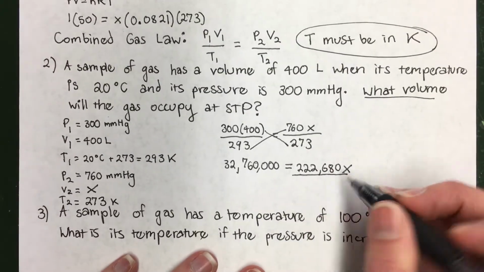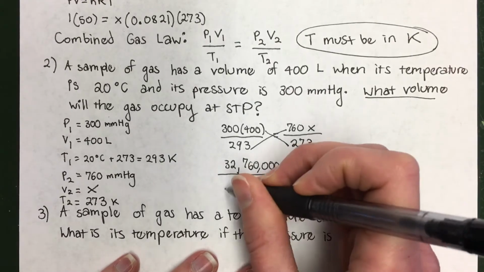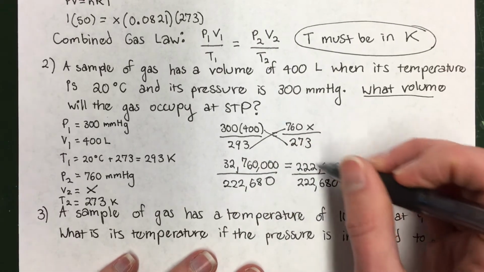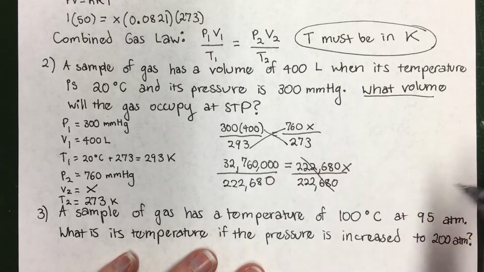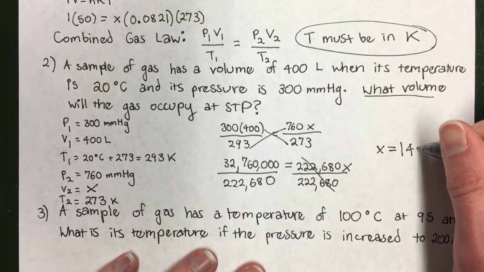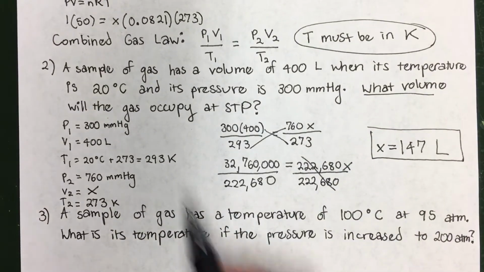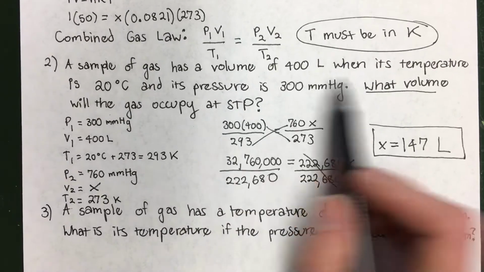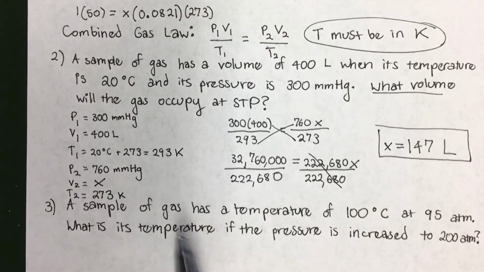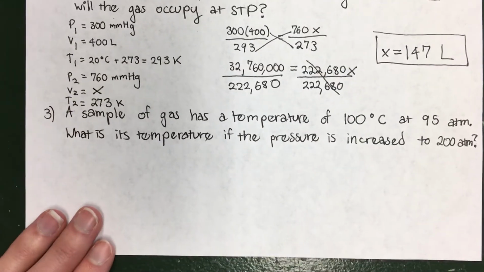And then to find x, we just divide by 222,680. So that cancels out right there. And then when you divide these two numbers, you get x equals 147 liters. Okay, so I know there's a lot of challenges with this problem. There's reading the problem and figuring out what the numbers are. There's doing the algebra. If any of these are hard for you, come talk to me and we can work on it. But hopefully that makes some sense.